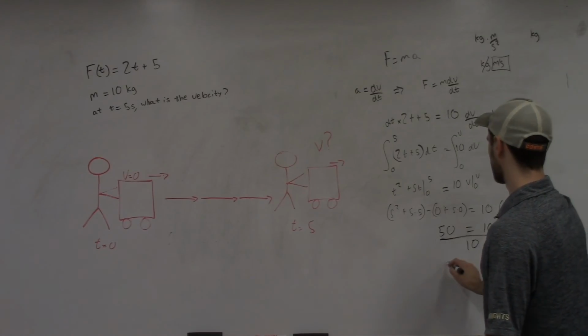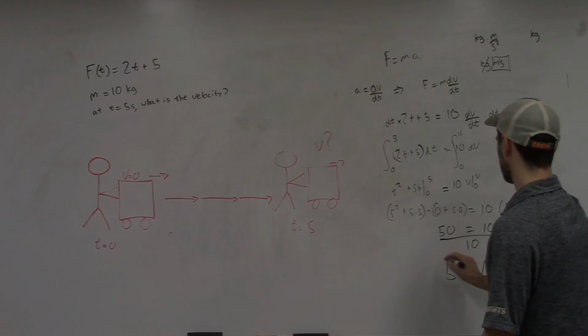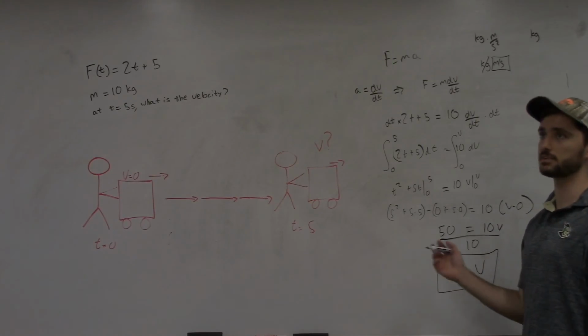So all we have to do now is divide by 10. And this will give us v is equal to 5, so we'll be moving 5 meters per second to the right.